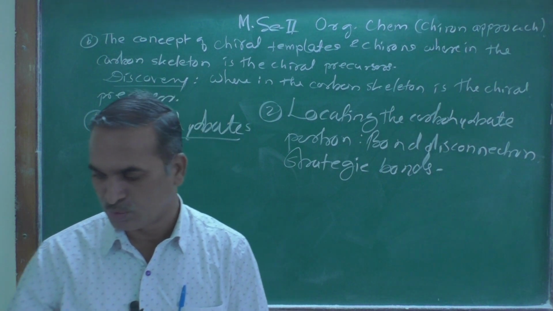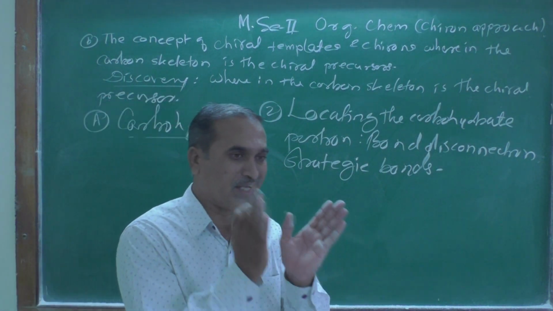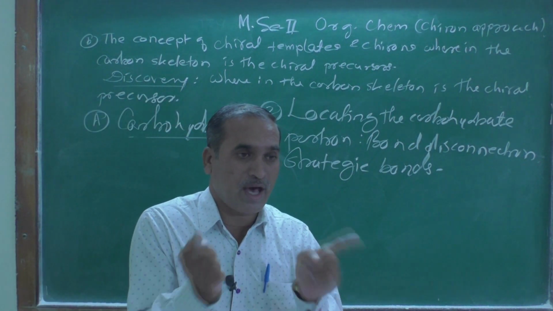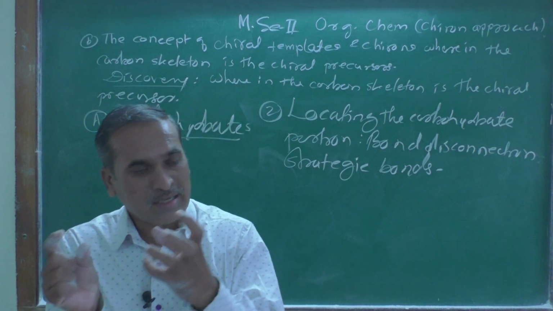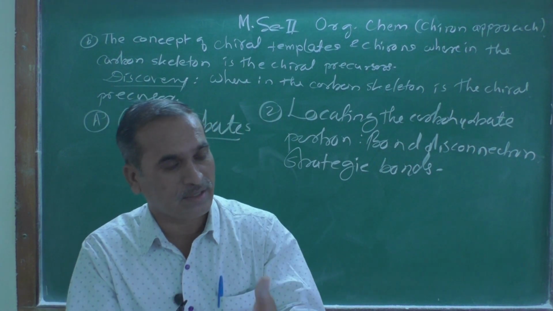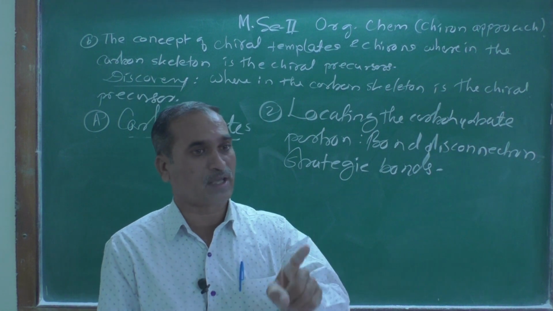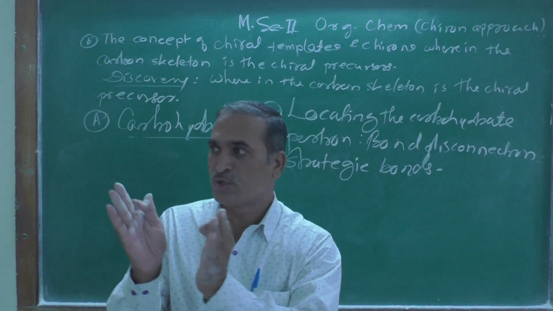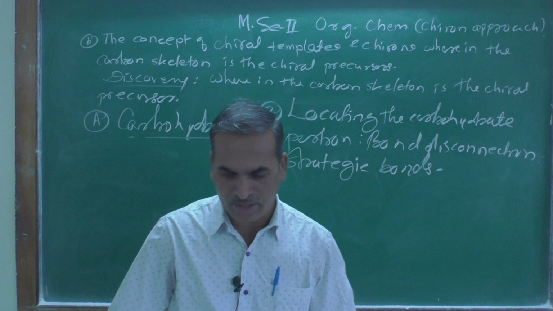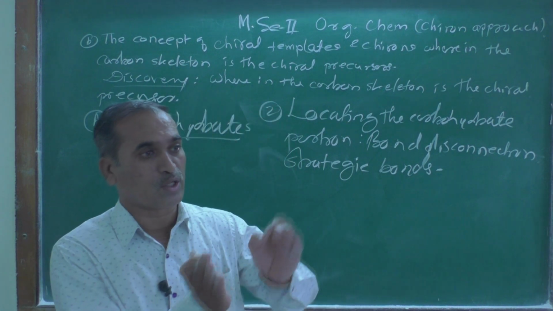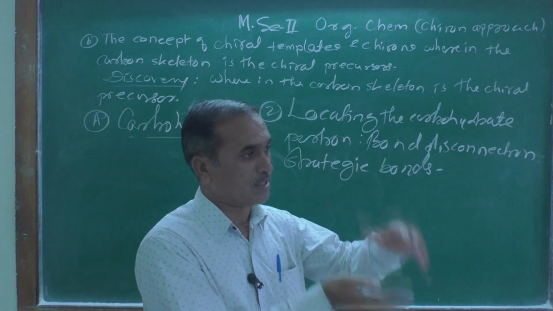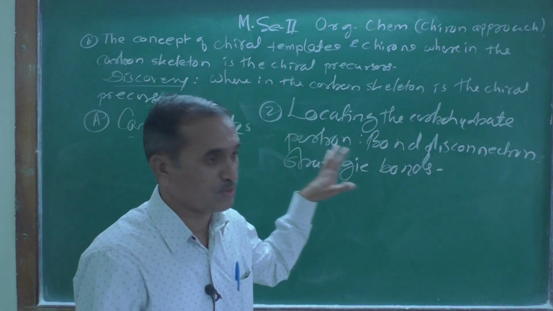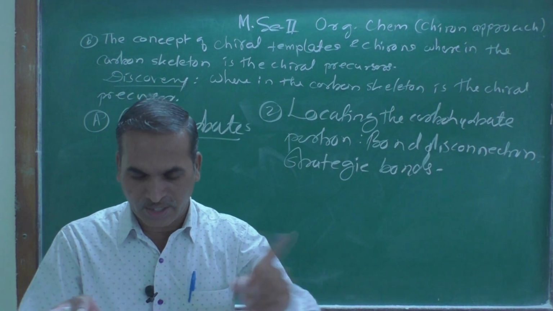We must break the bond in such a way that we can arrive at the chiral template, which means we should reach the starting material. And keep in mind that the starting material is a carbohydrate, and as we know the carbohydrate skeleton so far.